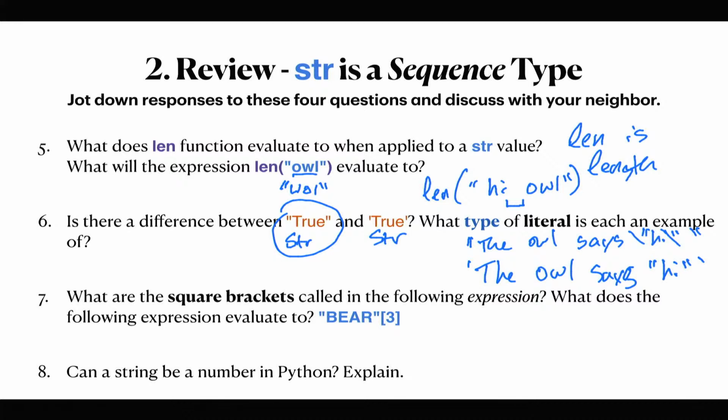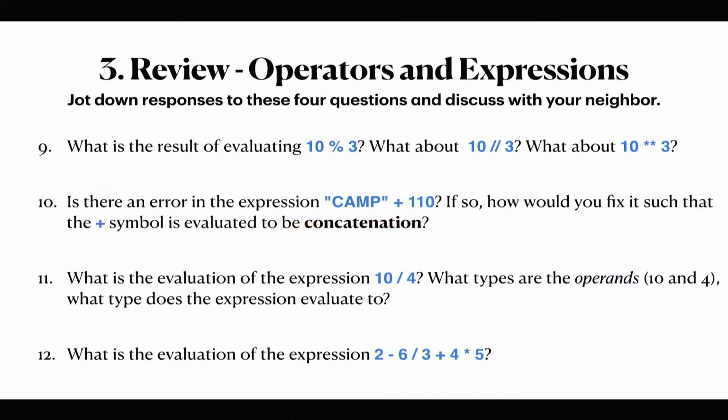What are the square brackets called in the following expression, and what does it evaluate to? Who wants to try on this one? All right, here we go. So the square brackets represent indexing the word, and for bear, it would give you R, since it's the 4th letter, because 0 accounts for B as well. Great. So this is what we call indexing. You'll also see this particular operator, the square brackets, called subscription notation.